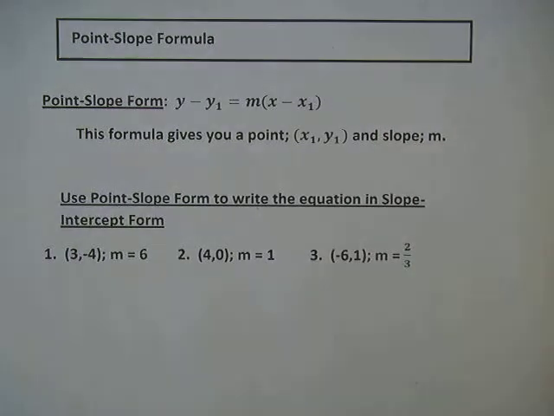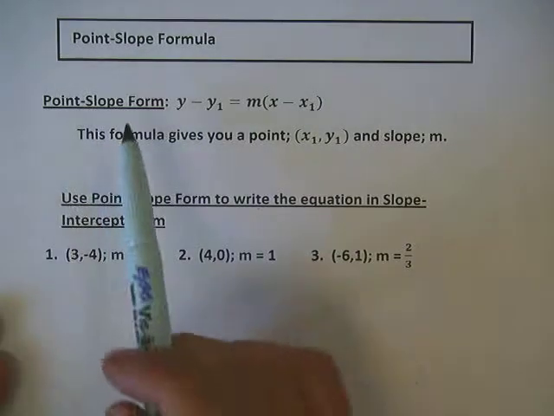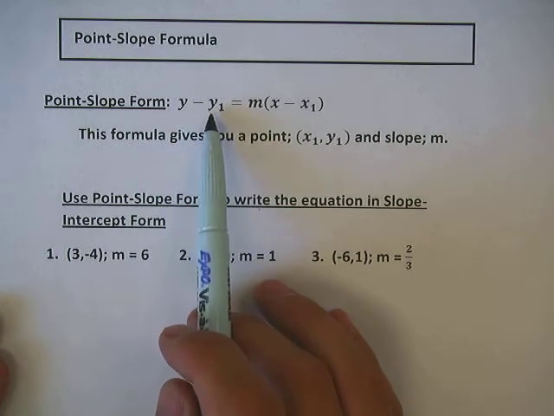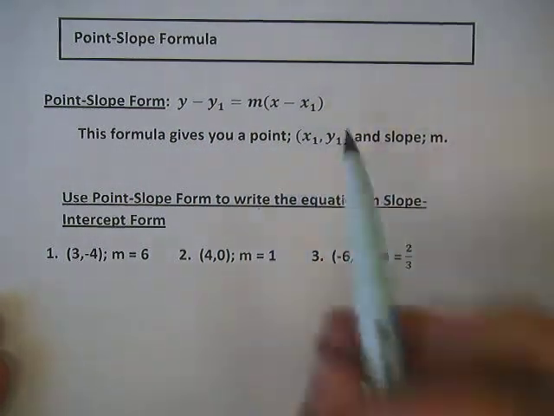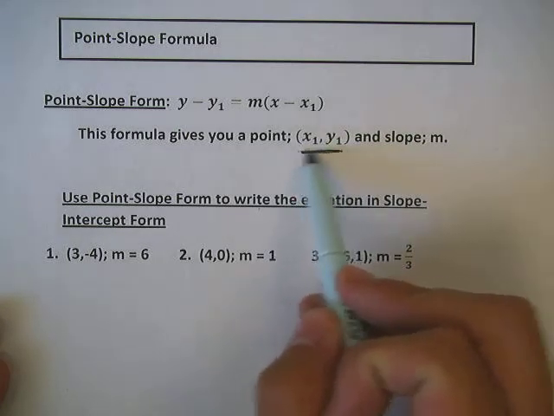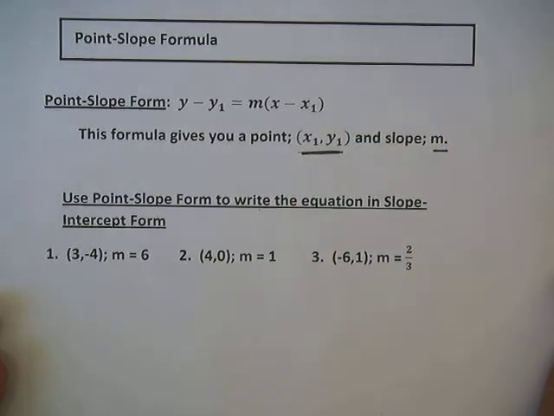Okay, today let's talk about point-slope formula. Point-slope formula is another formula that helps you write the equation of a graph. But this time it's helpful when you're given a point and slope, thus the name point-slope formula. It looks like this. It says y minus y1 equals m times x minus x1, where the point is the x1, y1, and the slope obviously is m.